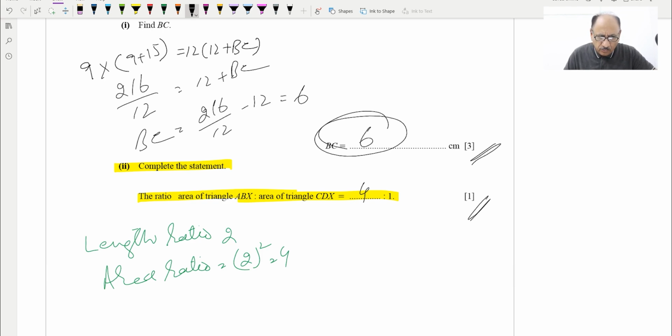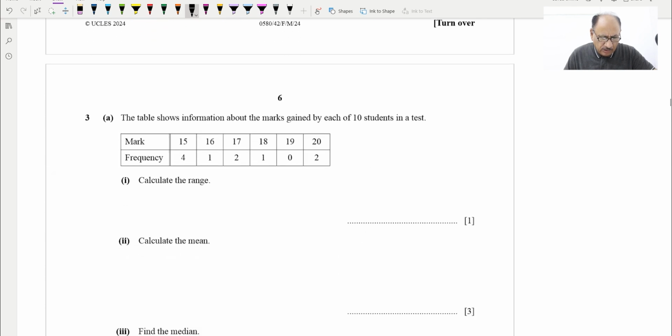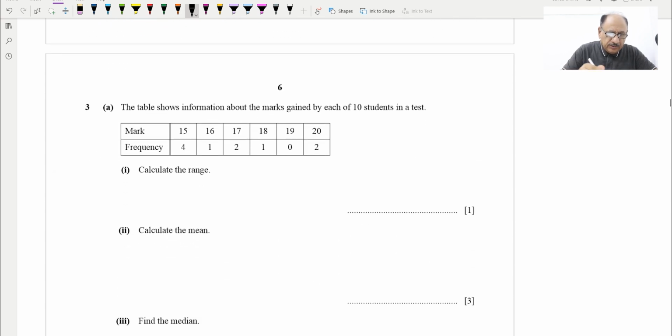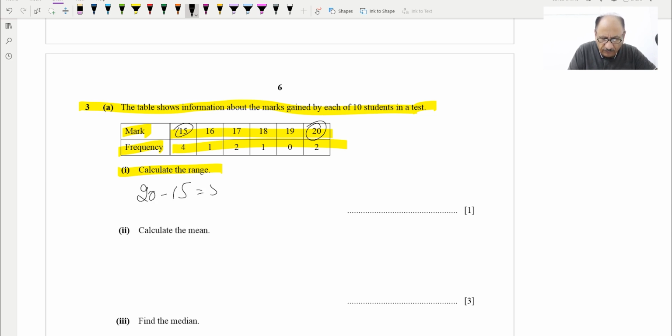Hopefully you understand this. Now we can go ahead with the question number 3, and question number 3 says, a part, the table shows information about the marks gained by each of the 10 students in the test. Marks and frequency, these are provided, and calculate the range. Range will be maximum minus minimum, and the maximum is this one, and minimum will be 15. So 20 minus 15 is equal to 5. So 5 will be the range for 1 mark.